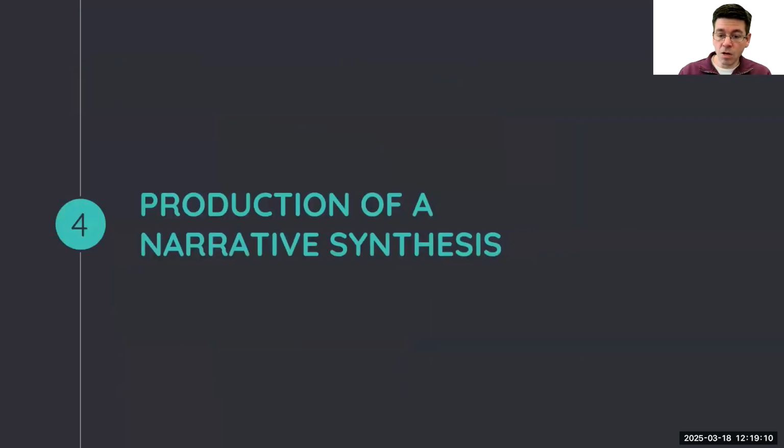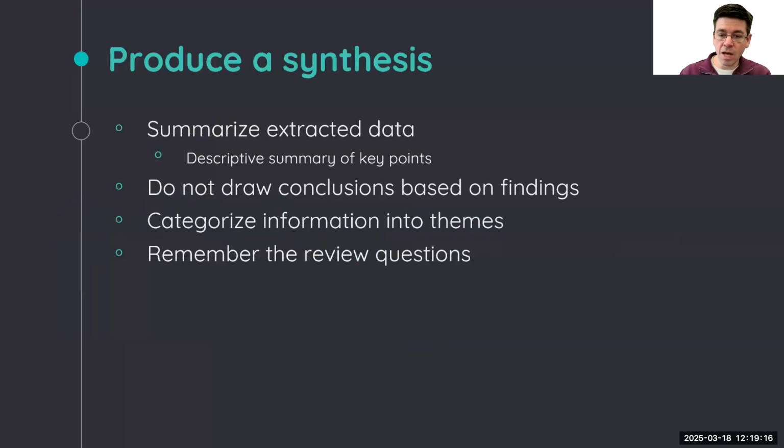Now, once you've done all of that step of identifying themes, you then want to produce a narrative synthesis. And in order to do that, you're basically going to summarize extracted data from your evidence. What are the key points that you want to present? And essentially, not necessarily draw conclusions, but state this in an objective way, which is difficult to do, again, because we have a tendency to say, okay, well, these are the 5 studies that are included. This is what they show.